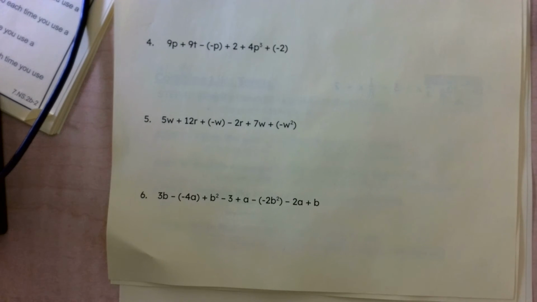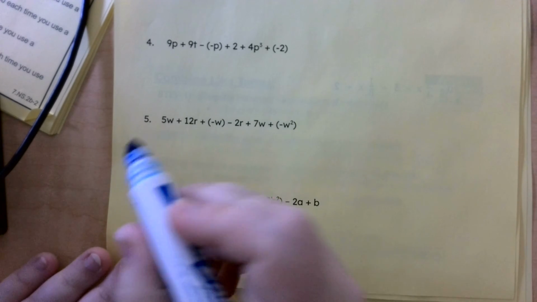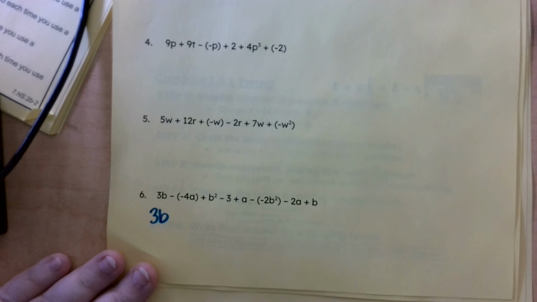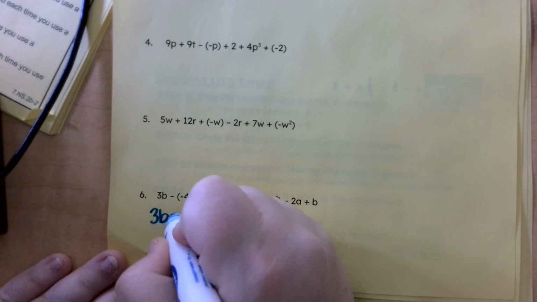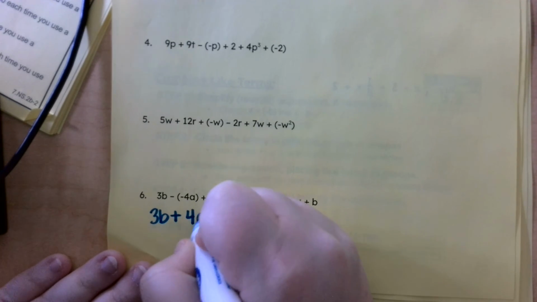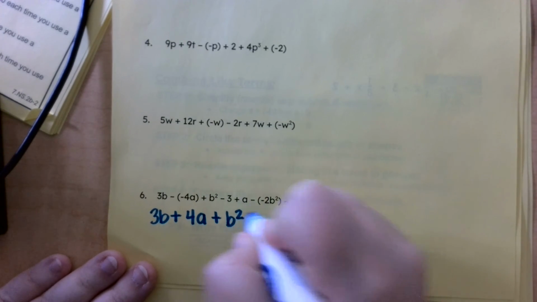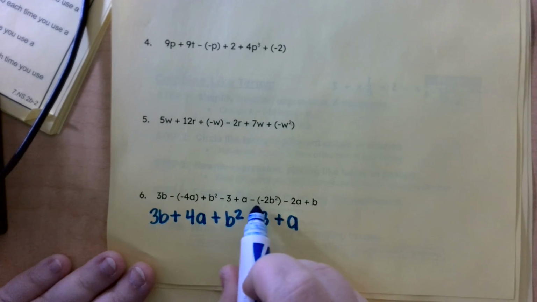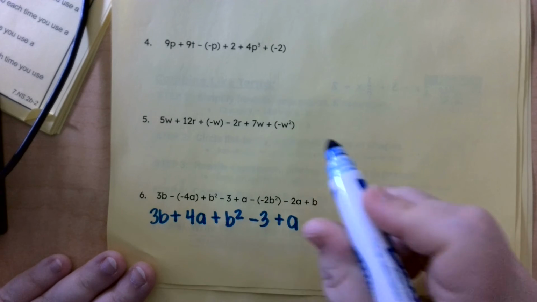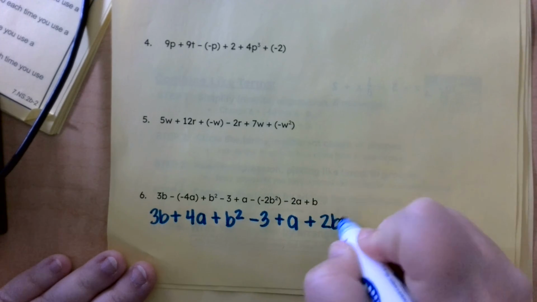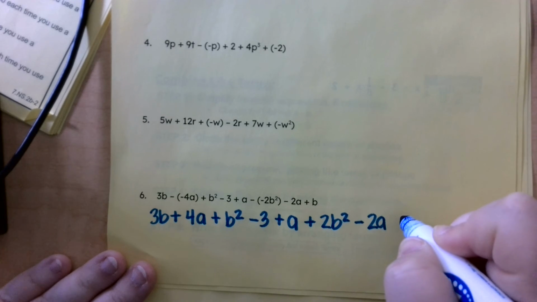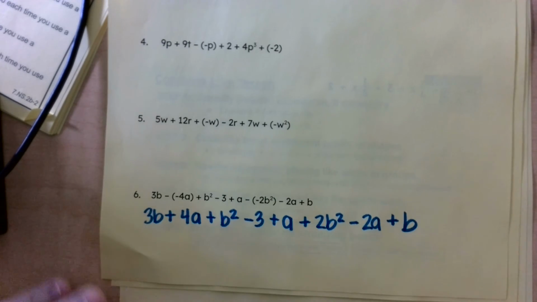Alright, first thing I need to do is change them all so I have no more parentheses. The 3b doesn't have parentheses, so I'll keep it. Now I have a minus a negative, that turns into a plus 4a plus b squared minus 3 plus a. Two negatives again, or a negative and a subtraction, turns to plus 2b squared minus 2a plus b. Whew, this is a lot.